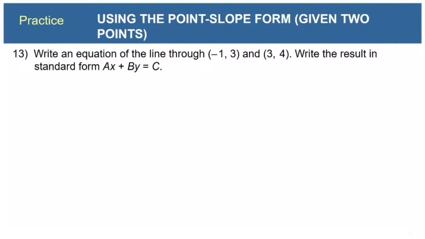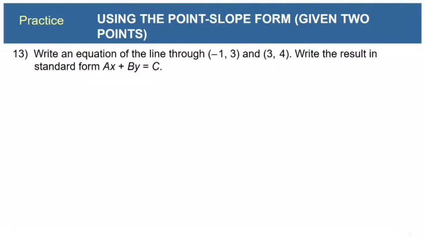Pause the video if you like, and if you've had a chance to do that, now we'll go through it together. It says write the equation of a line through these 2 points. Write the result in standard form. Okay, we know that whenever it says write the equation of a line, we're going to need the point-slope formula. And when you use the point-slope formula, you need to know one point and the slope of the line. Well, we know 2 points, and we do not yet know the slope.